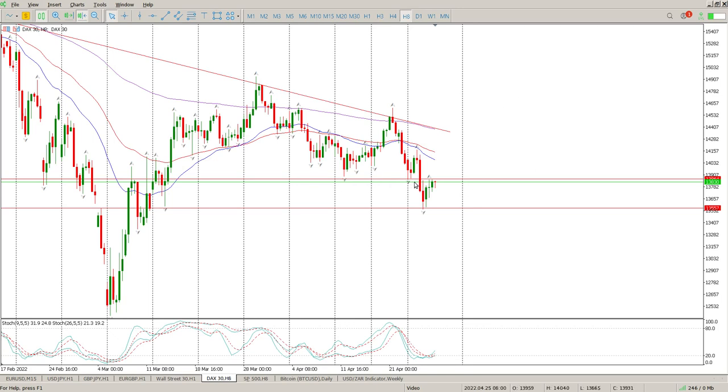So again, nothing really going on here. We sort of toyed with this area earlier in the week, and that's 135.57, and then now we're back at this area at 13.864. We're going to need to break one of these areas for me to even start getting excited.